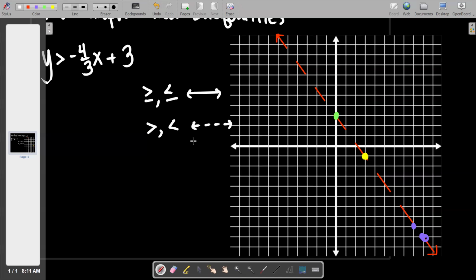Okay? So having said that, that is not the graph of an inequality. That's the start of a graph of an inequality. What we're going to do now is, there's 2 ways for me to explain to you what comes next. Here's the most professional explanation I can give you.